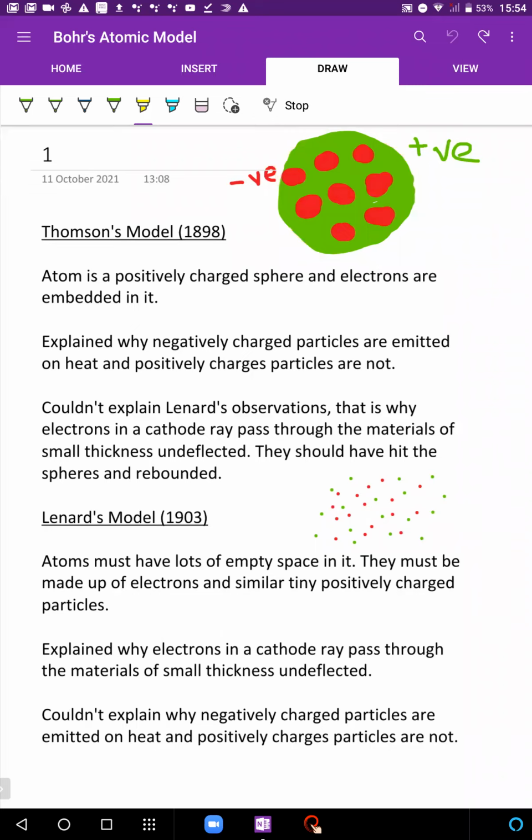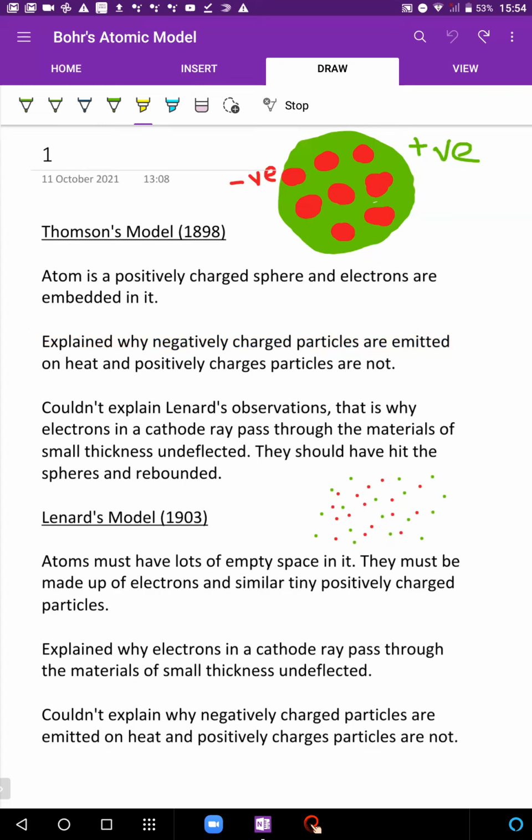Now, why did he come up with this model? The reason was that this model explained that in thermionic emission, on heating this body, only electrons, only negatively charged particles were emitted. Positively charged particles were not emitted. So that's why he came up with this logic. Those electrons are like raisins inside a laddu, and you heat the laddu, the raisins fly out, but the laddu does not fly out. So that was kind of his logic.